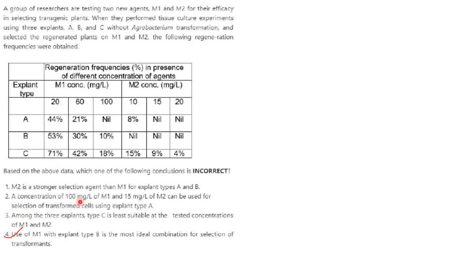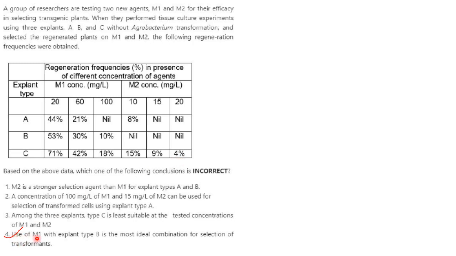A concentration of 100 mg per liter of M1 and 15 mg per liter of M2 can be used for selection of transformed cells using explant type A. So this is A at 100 mg, yes, in case of M1, and at 15 mg in case of M2. So that statement is also correct. Among the 3 explants, type C is least suitable at the tested concentrations of M1 and M2. That is also correct, because there is no death in case of C.